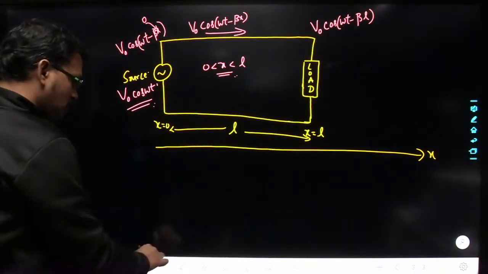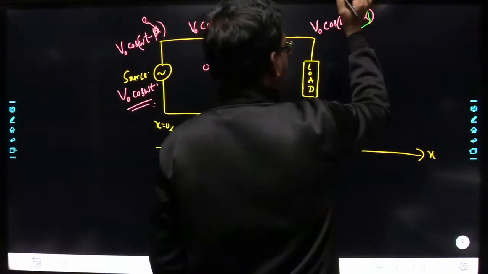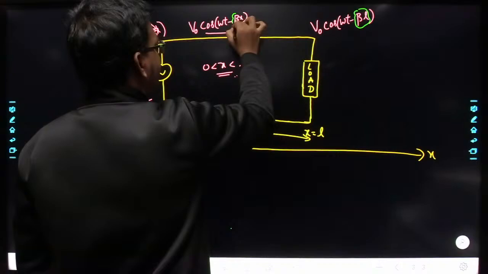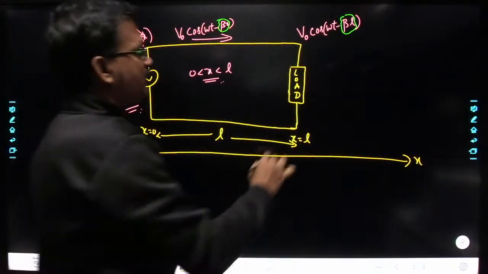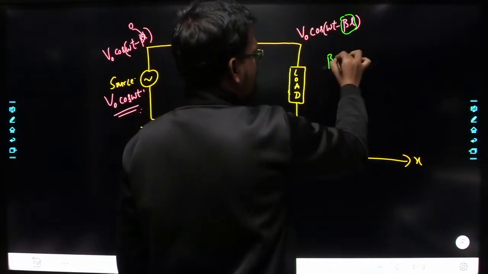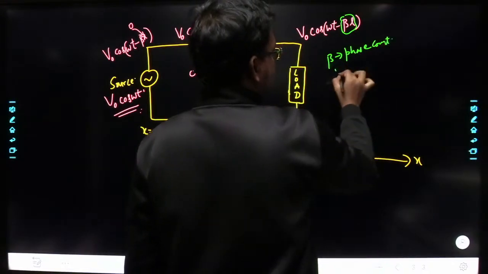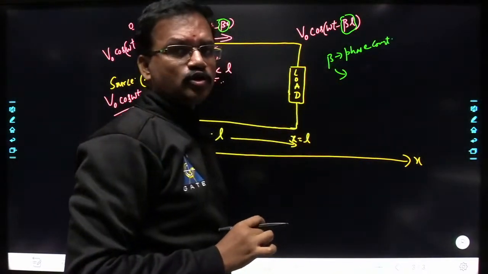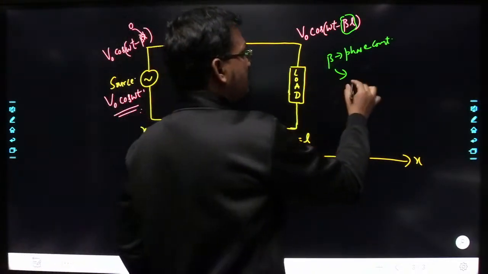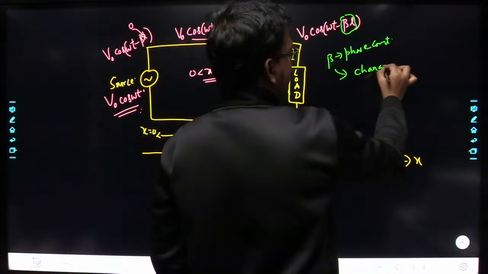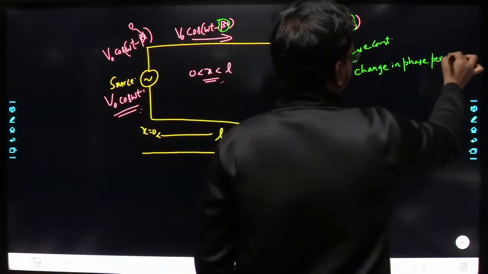Now what does this beta L represent, and what does beta x represent? I have told you in the previous session itself. Beta is nothing but the phase constant. What does it represent? The change in phase per unit length. So beta represents a change in phase per unit length, right?